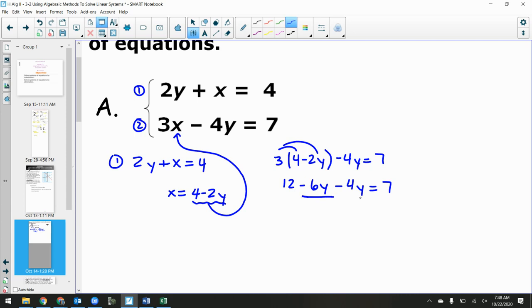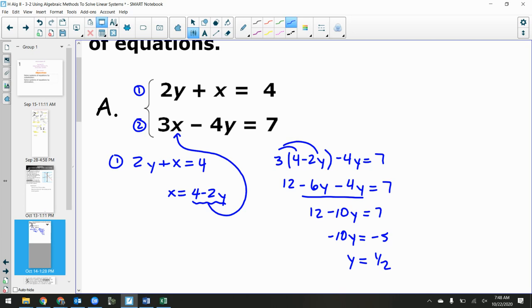We combine like terms here. We get 10 minus 10y. Be careful with that. Don't make that a negative 2. Negative 6 minus 4 is negative 10. We subtract the 12 over to the other side. Negative 10y is equal to negative 5. And then we divide by negative 10. Y is 1/2.